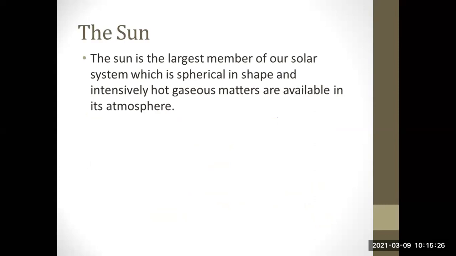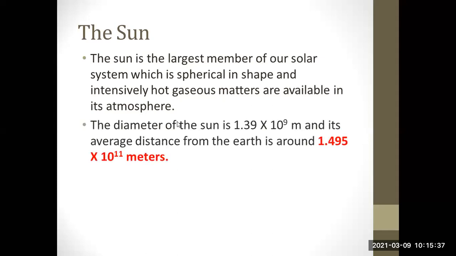Then let us discuss some fundamental aspects related to the sun. We know that the sun is the largest member of our solar system, which is spherical in shape, and intensely hot gaseous matter is available in its atmosphere. The diameter of the sun is 1.39 into 10 to the power 9 meter, and the average distance between the earth and the sun is around 1.495 into 10 to the power 11 meter.